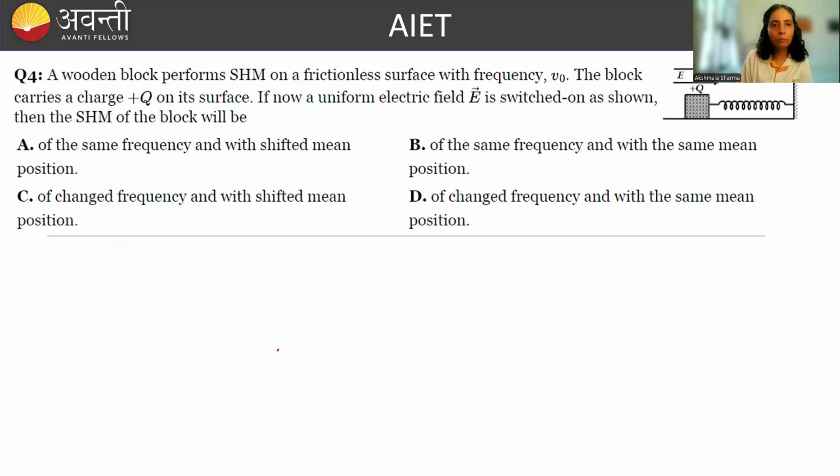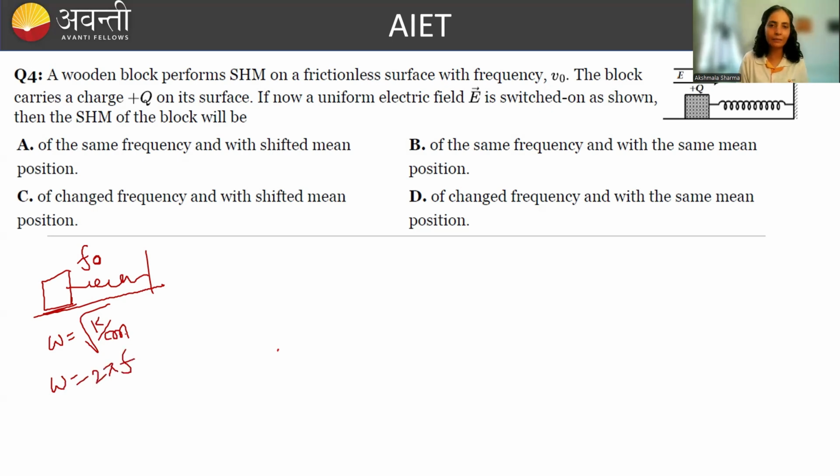A wooden block performs SHM on a frictionless surface with frequency f. So there is a system, there is a spring attached, and then there is a wooden block kept like this. And this particular system is performing SHM with angular frequency. Here, if you remember, omega will be equal to root under K by M. Okay? So angular frequency is defined as what? Omega is equal to 2 pi f. You can write it accordingly.